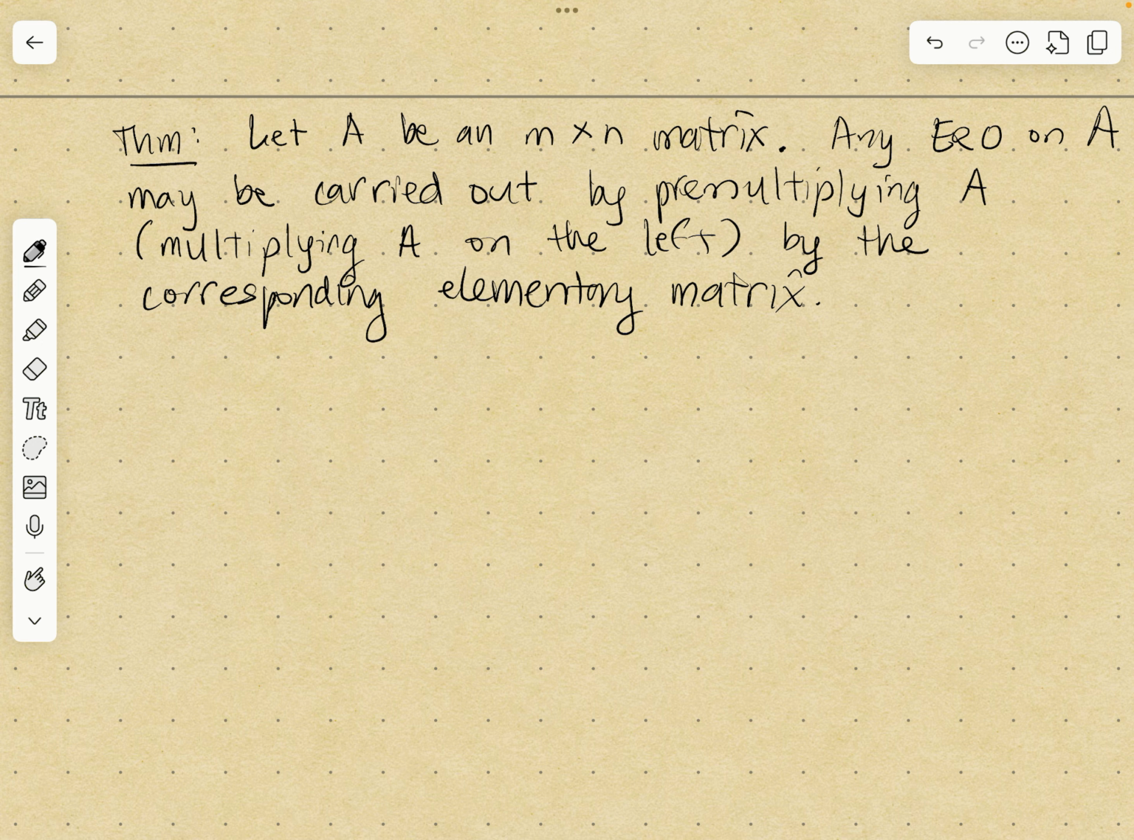So let's just look at some examples. Let's say that A is this matrix 1, 2, 3, 4.